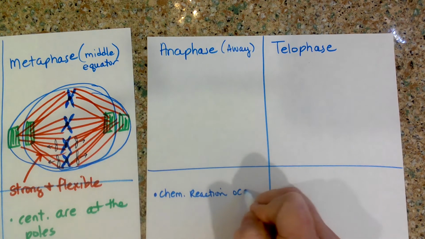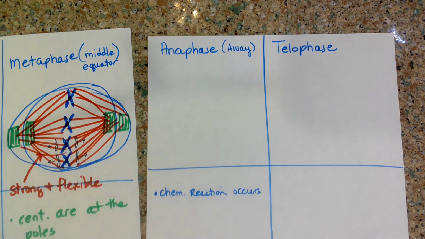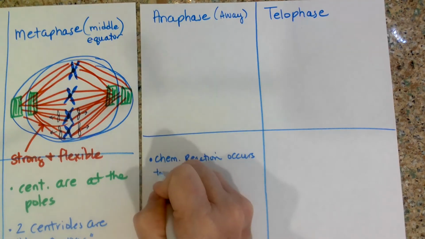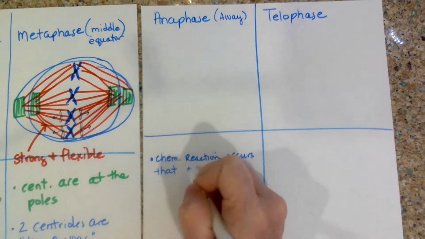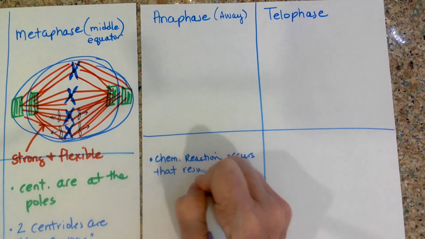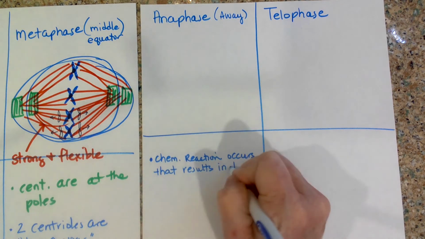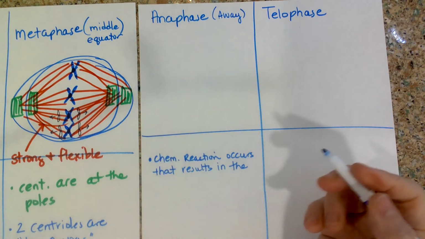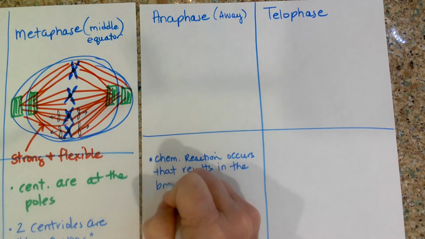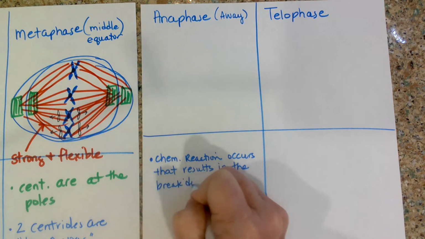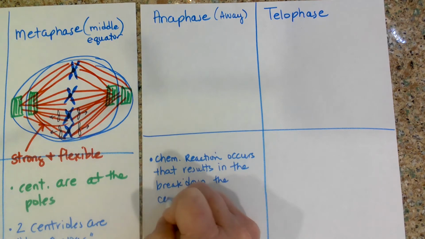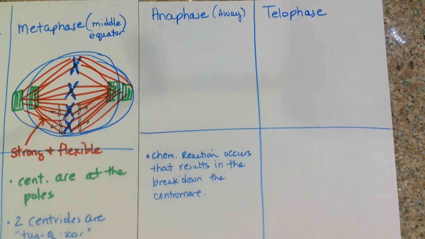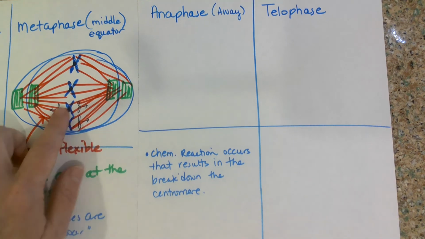There's a lot of things that go on there, and if you've studied biochemistry, you'll learn a lot about that. But a chemical reaction occurs that results in, I would say, an enzyme. I would say the breakdown. Okay, an enzyme is going to break down the centromere. Okay, and the centromere is that protein disc that holds these sister chromatids together.